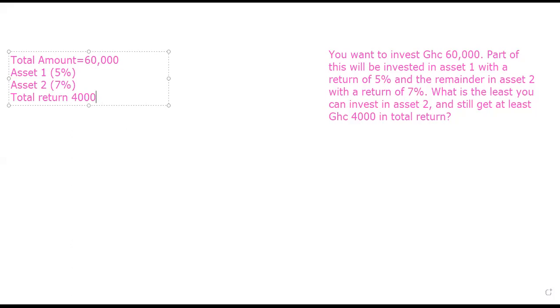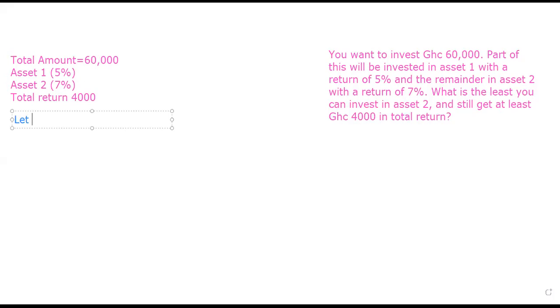To be able to solve something like this, you realize that there are two variables we are looking for, asset one and asset two. First of all, you don't know how much you should invest in asset one or asset two. But the question is, how much should we invest in asset two to get this return? We don't know. Neither do we know how much we should invest in asset one. So the first thing to do is to represent those with variables.